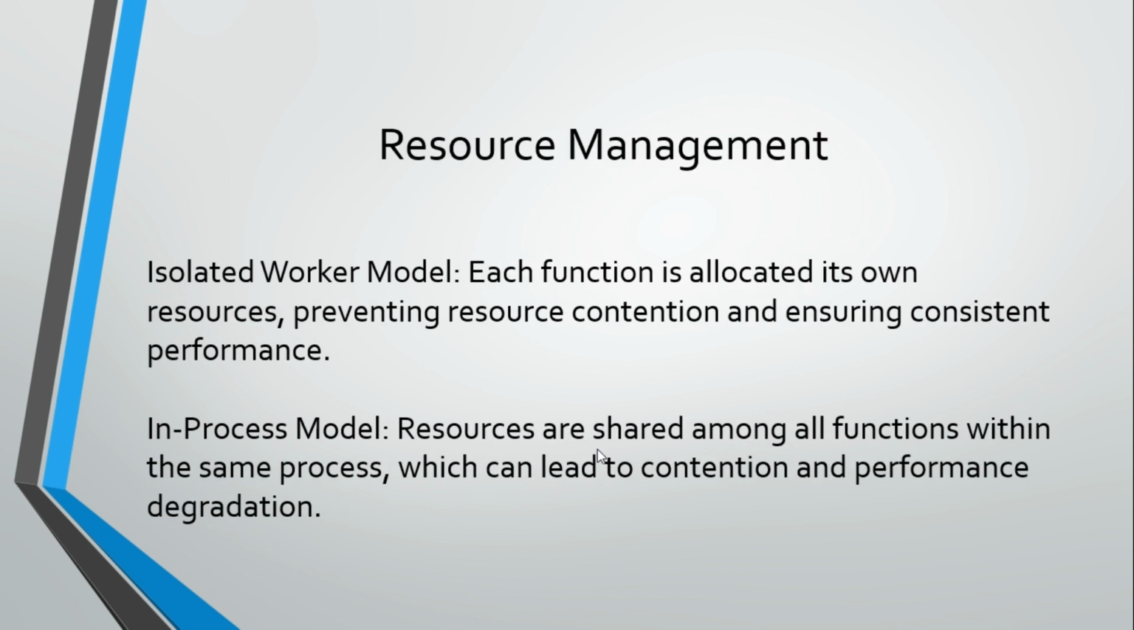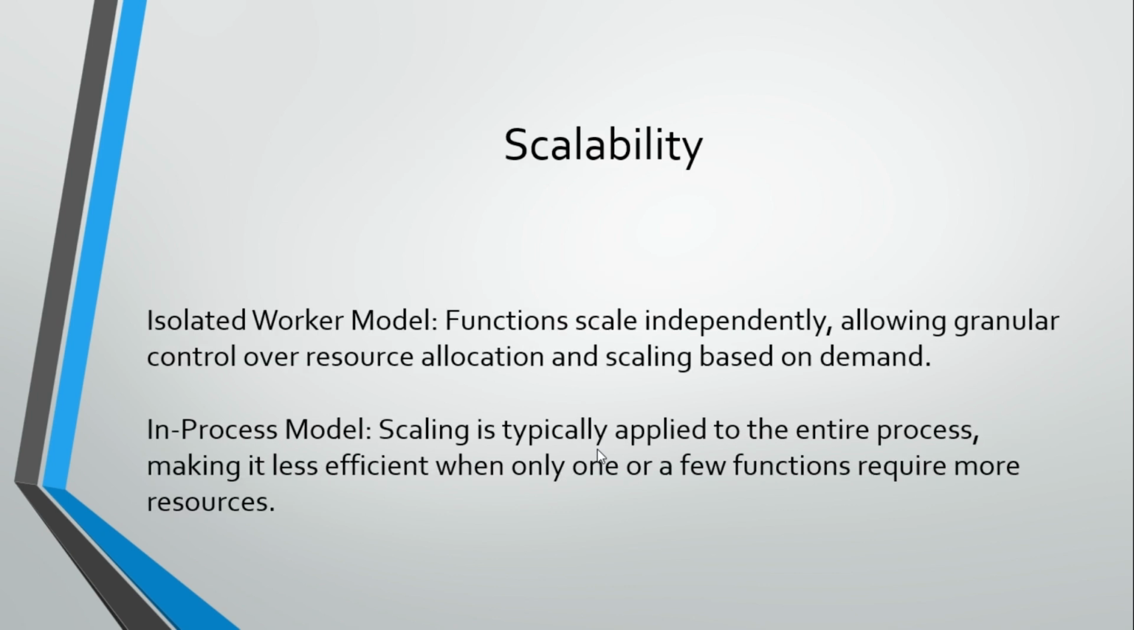Resource management, isolated worker model: each function is allocated its own resources, preventing resource contention and ensuring consistent performance. In the in-process model, all the resources are shared among all the functions which are part of that Azure function app. Okay. Scalability, isolated worker model: each function can scale independently as it runs in isolated mode. But in the in-process model, if the Azure function app has 10 Azure functions, then scalability applies to the complete process, not individual Azure functions.